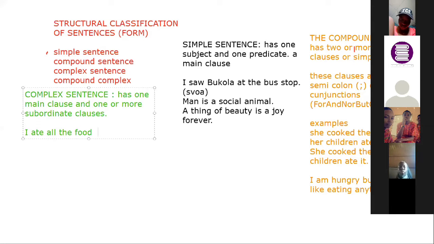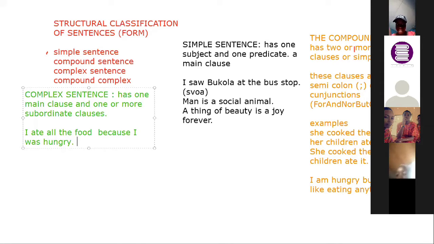Now, a subordinate clause: because I was hungry. Full stop. This is a complex sentence. It contains a main clause and a subordinate clause. I said that a complex sentence has a main clause and one or more subordinate clauses. We can actually have more than one subordinate clause.